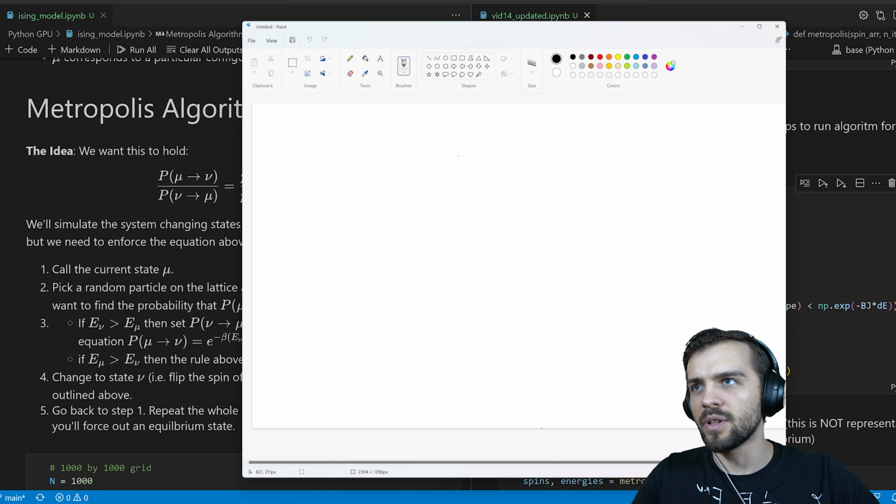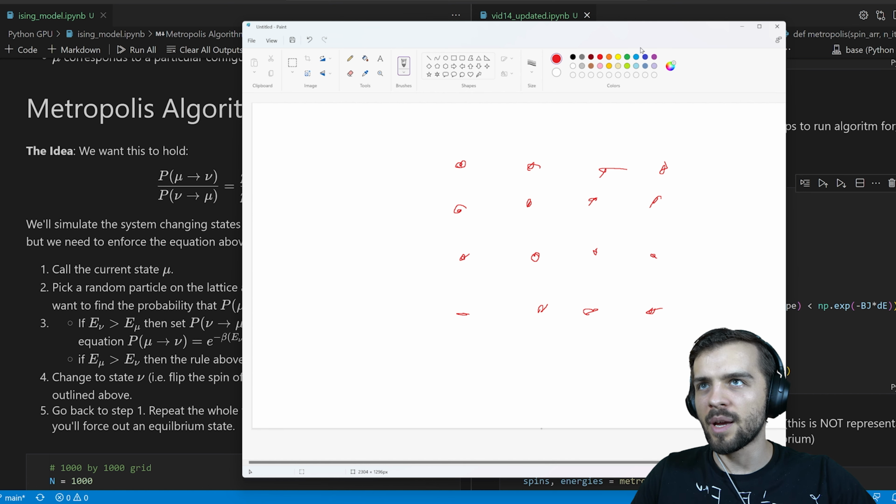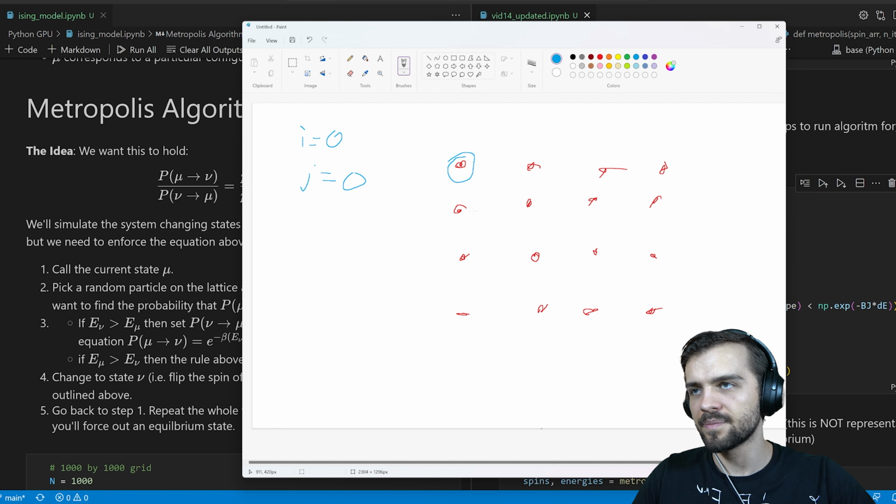So I have my beautiful illustration in Paint here. You can imagine that if these are the individual spins in the lattice, like this, and I'll draw, I guess, a 4x4 grid here. For example, if i was equal to 0 and j was equal to 0, then I would be taking this point here, this point here, this point here, this point here, and then eventually this point, this point, this point.